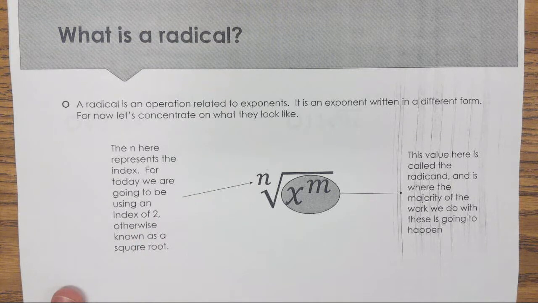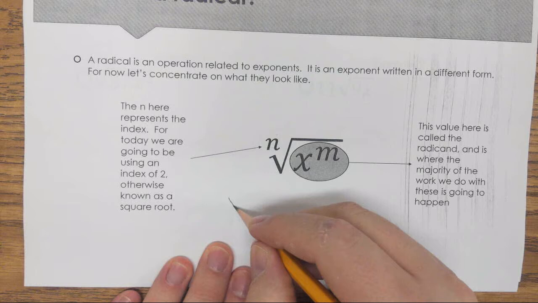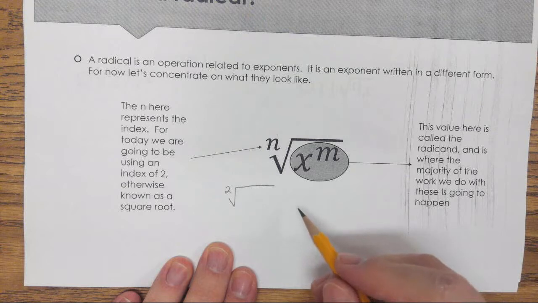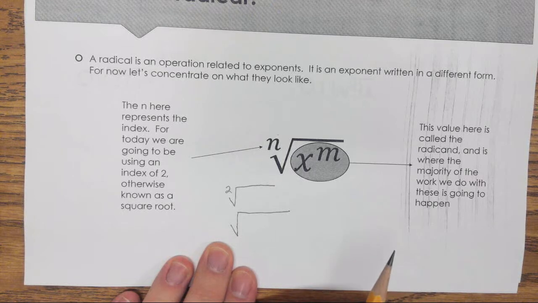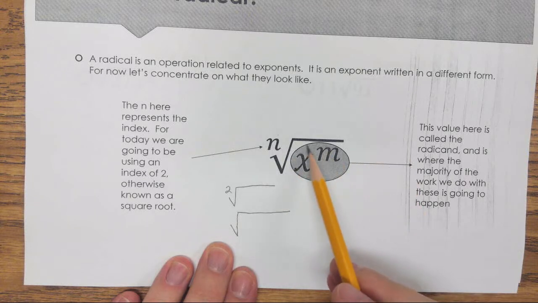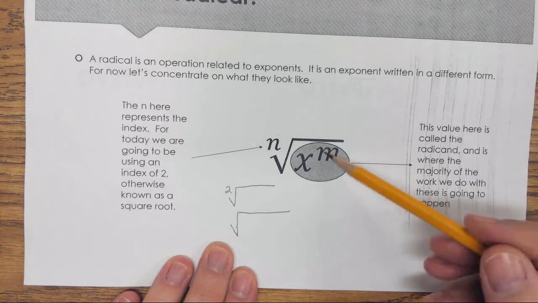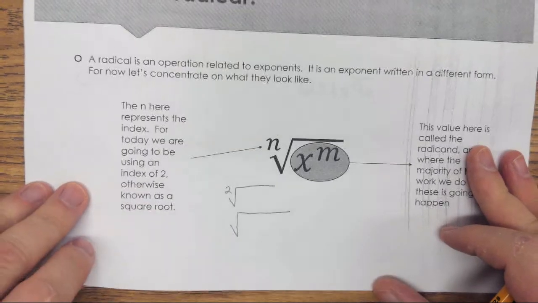otherwise known as a square root. Typically with the square root, although it could be written like this, of some number, we usually just write it without the index on it. So it looks like this. Beyond the index, the thing underneath of the square root is called the radicand. And the majority of the work that we do with these radicals is going to happen underneath of the radical with the radicand when we're simplifying these things.